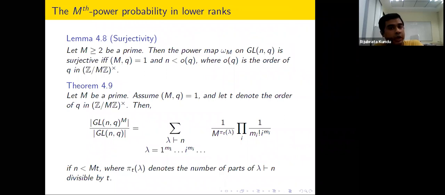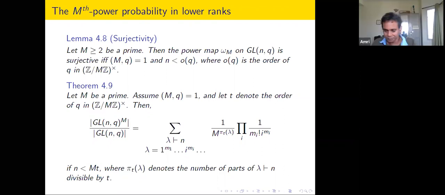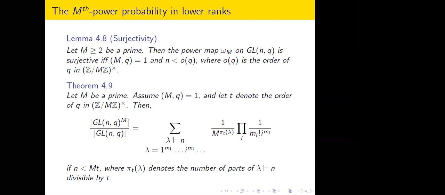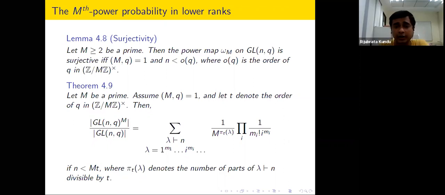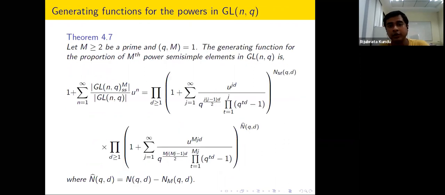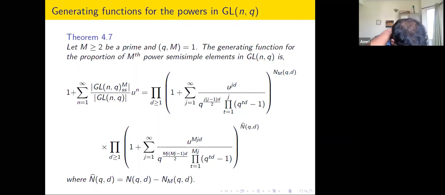And of course, these questions make sense over the other classical groups also, so it will be interesting to see what happens. Also, we have dealt with the case when m and q are coprime, so we have done everything for gcd(q, m) equal to one. The other case is remaining, but we have also done it for the following case: m is a prime and q is a power of m. That is another extreme case.